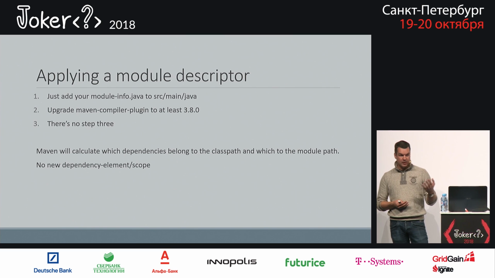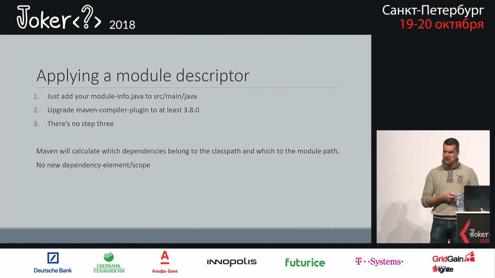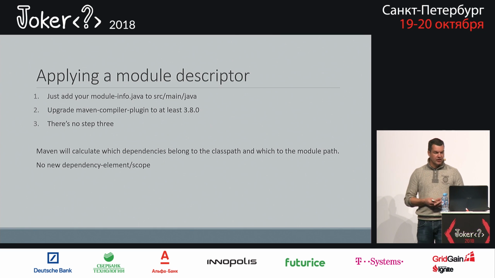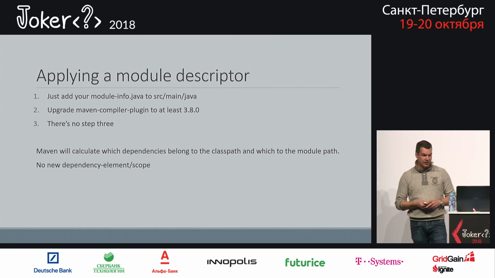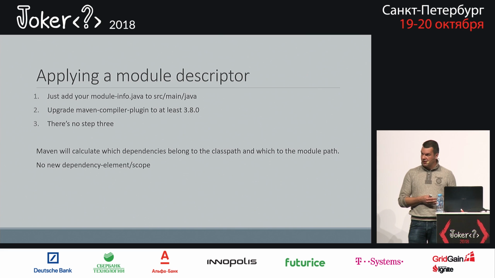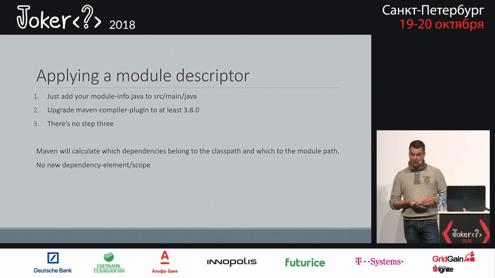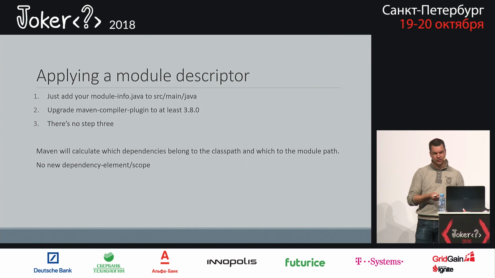The plugins are capable to detect which dependencies should be put on the module path and which should be put on the class path. There's no new dependency element. In the beginning, they suggested that we should do something like that, but that wouldn't make sense, because then you are suddenly responsible for deciding if a dependency should belong to the module path or the class path.